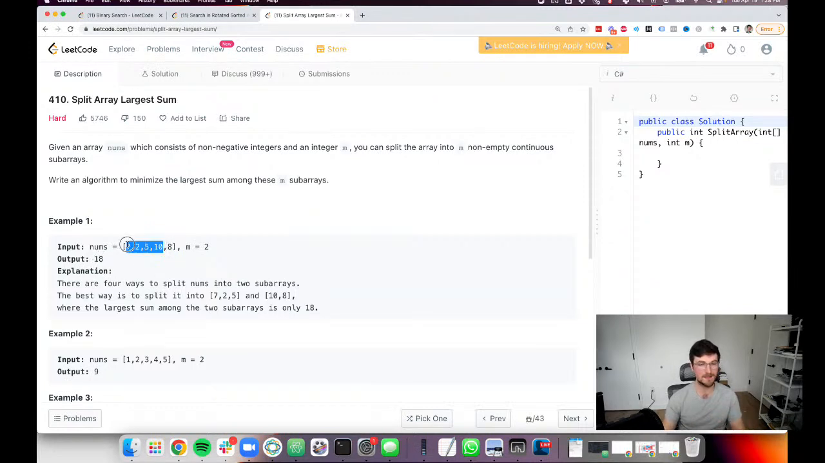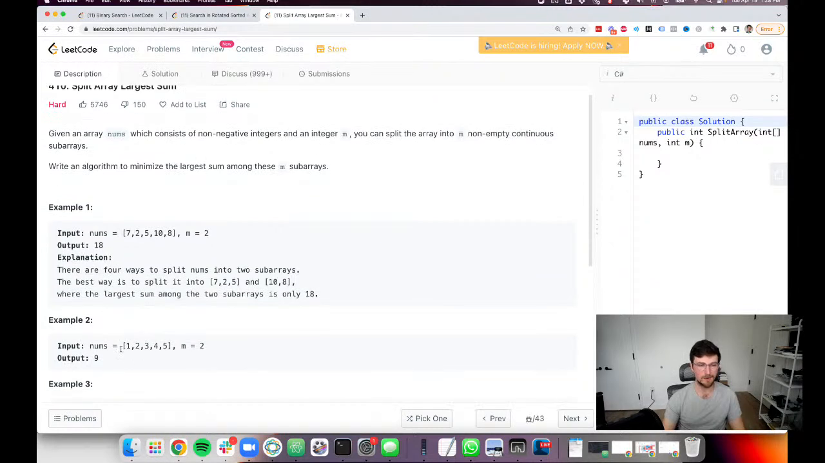Because if we were to divide it this way, then we would get 14 plus 10, which would be 24, which is greater than 18. If we were to do it this way, we would get 18 plus 5, which would be 23, which would also be greater than 18, right? So the best way that we can split it up is that way.